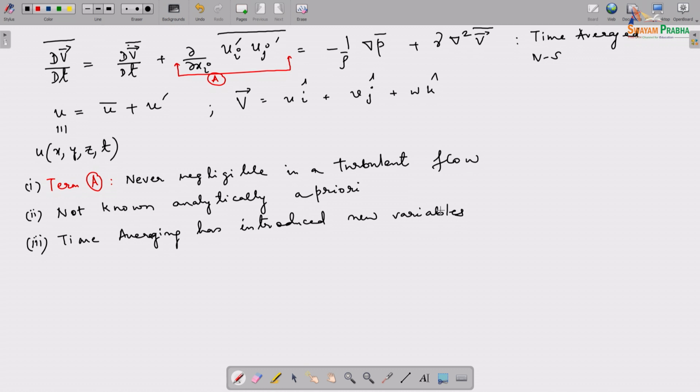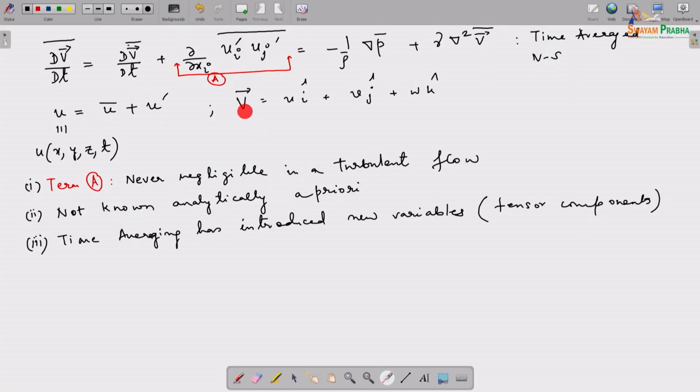And of course, if you see the number of components that you will have here, the number of values of A that you will have here, for a typical I going from 1 to 3 and J going from 1 to 3, is 9. So essentially this is a tensor. So what we are talking about here is that just the time averaging has actually introduced 9 new variables in that single equation.